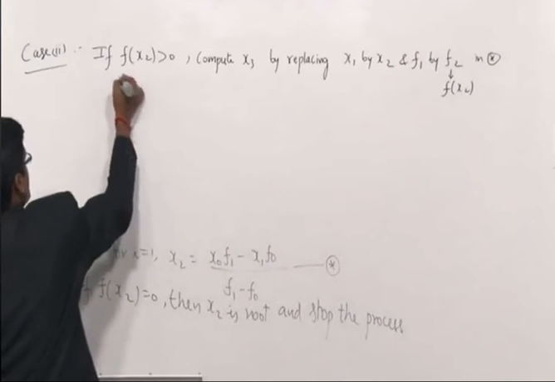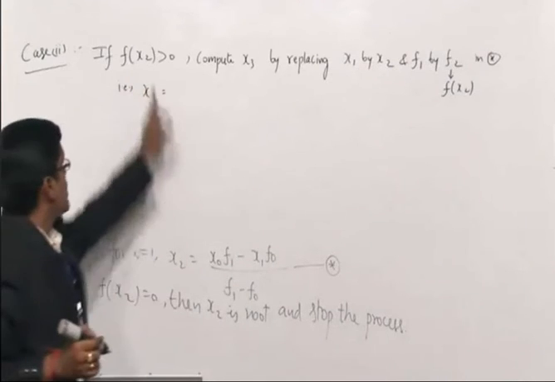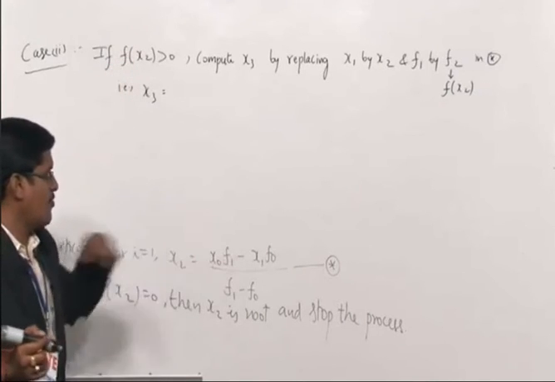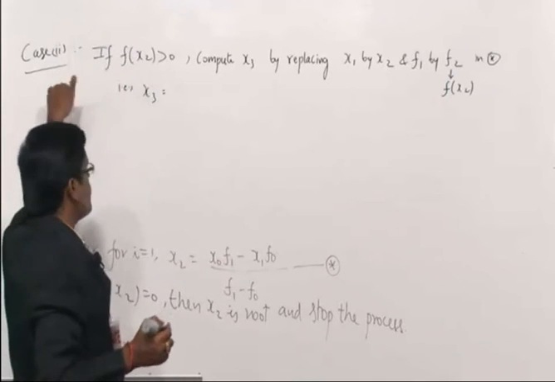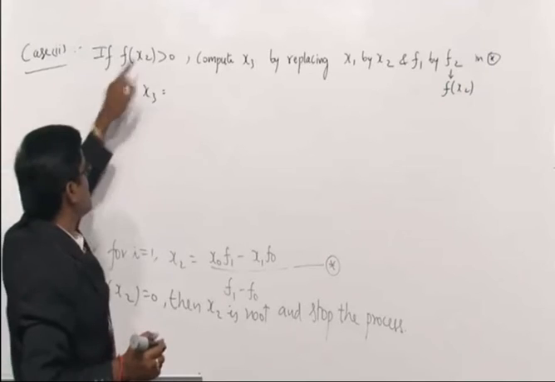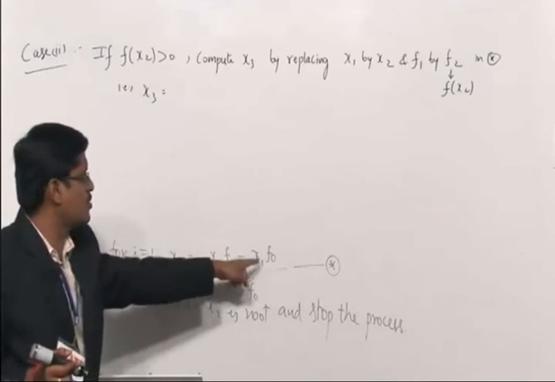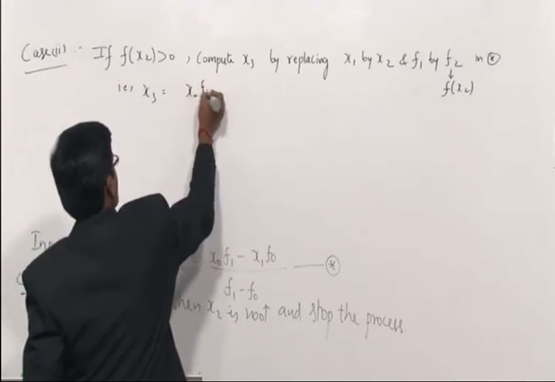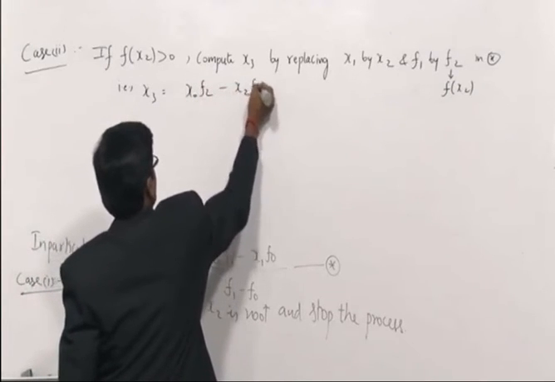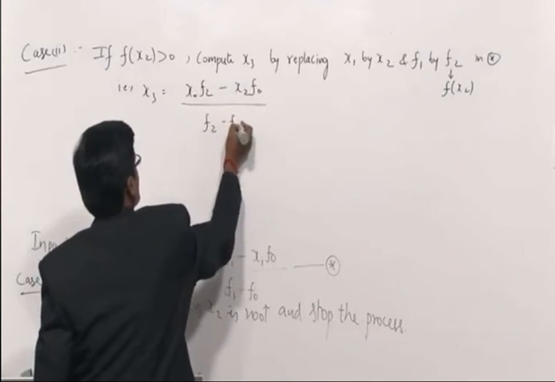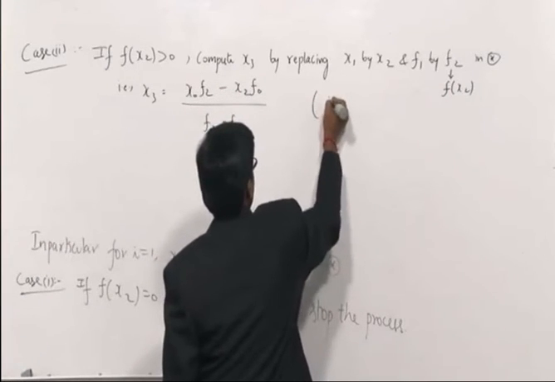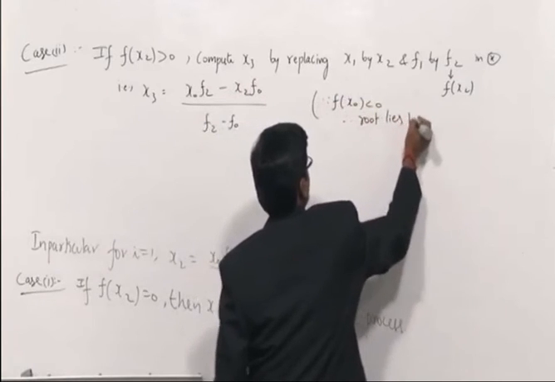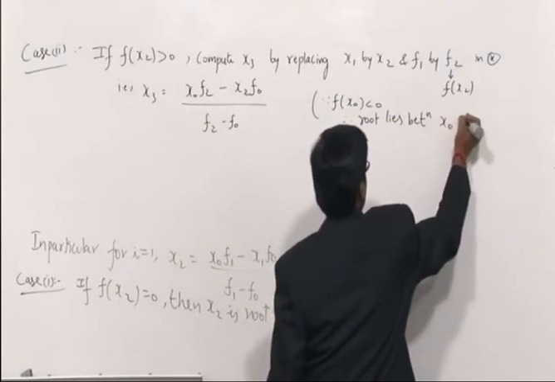That is, x3 is equal to the expression in star. Because f(x2) is greater than 0, and previously one of the function values was less than 0, where we got f(x0) less than 0, that means in this second case the required root lies between x0 and x2. So in star, f1 is replaced by f2 and x1 replaced by x2. So x3 = (x0 f2 - x2 f0) / (f2 - f0). Since f(x0) is less than 0, therefore the root lies between x0 and x2.